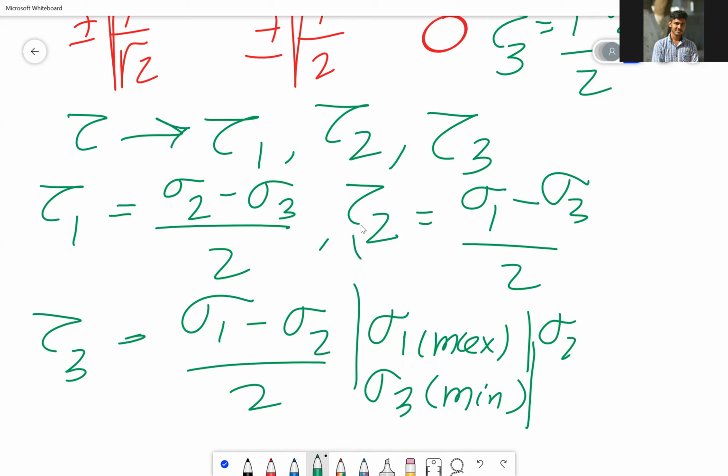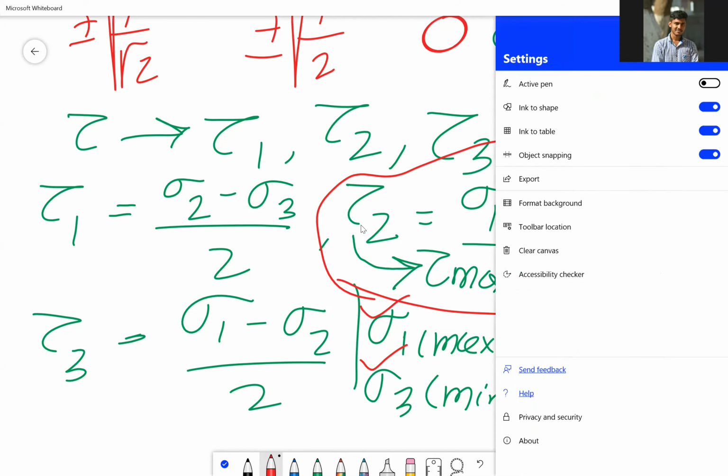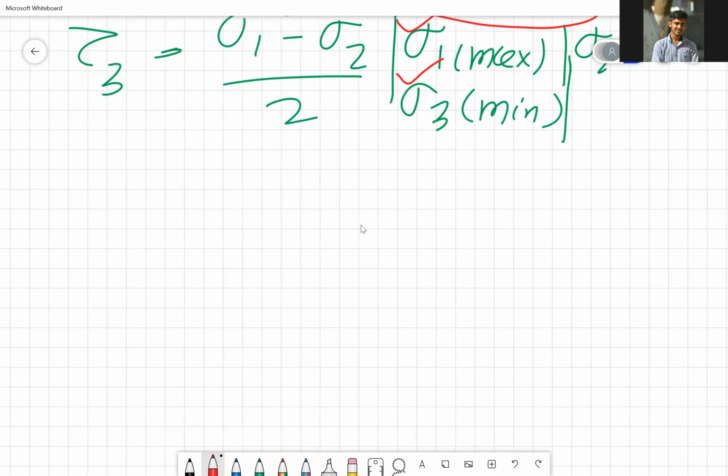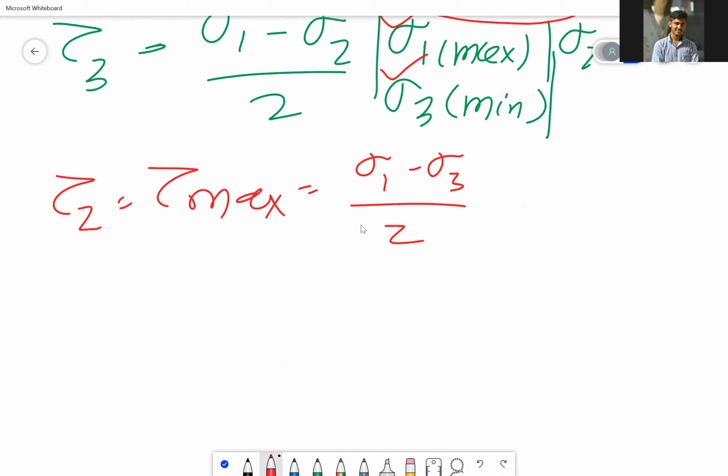So we can easily say that this will be our tau max, because the difference is sigma 1 minus sigma 3. Sigma 1 is maximum, sigma 3 is minimum. So the upper part will be maximum. So we can easily say here that tau 2 is our maximum shear stress. So we'll write that tau 2 is equal to tau max, that is sigma 1 minus sigma 3 by 2.